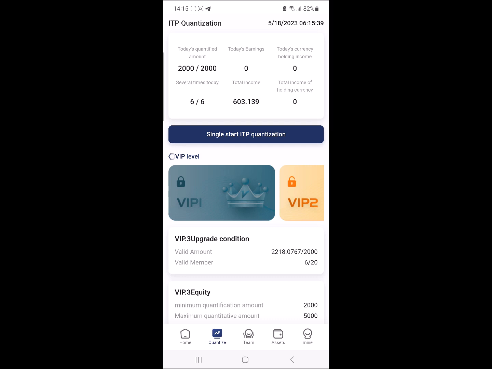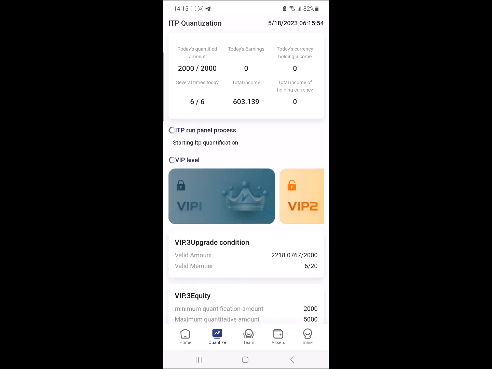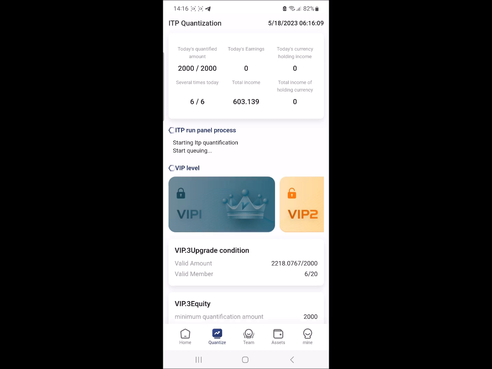Now, underneath those figures, you'll see a dark blue bar with the words single start ITP quantification. So if we press that, right, this starts the trading process. You'll see the words have just come up, starting ITP quantification. Now, quantification is a method of trading which has been around for decades. I'll go into that in a bit more detail later. The artificial intelligence makes it a lot more efficient. So, started queuing.